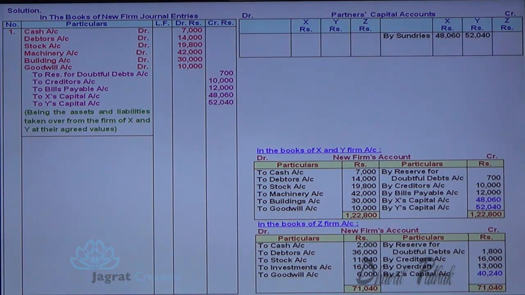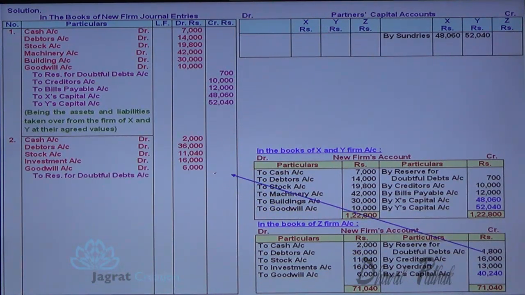Now I'll write down the journal entry for purchase of business of Z. Cash account debit, debtors account debit, stock account debit, investment account debit, goodwill account debit, reserve for doubtful debts, creditors, overdraft, Z's capital.